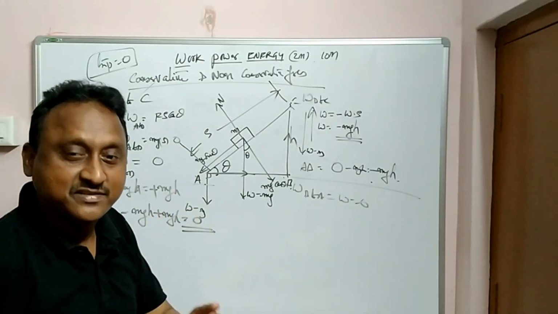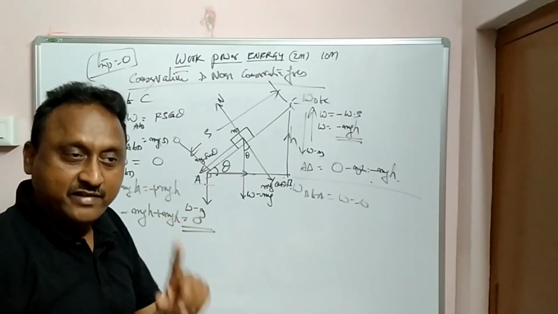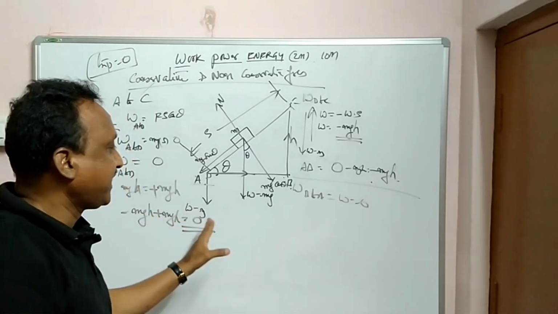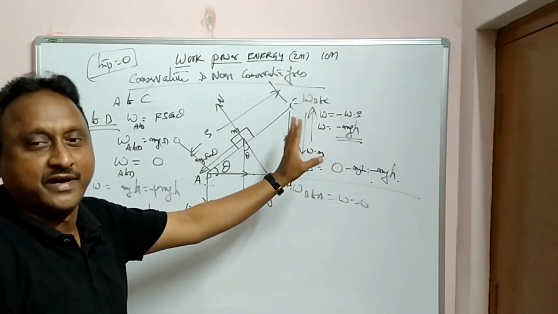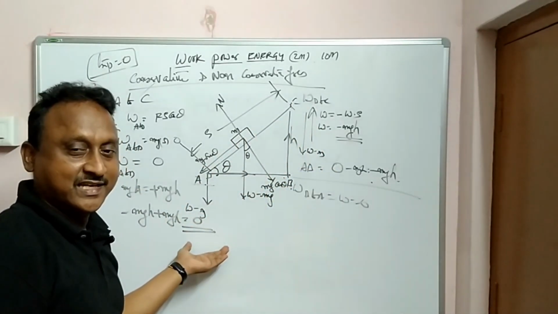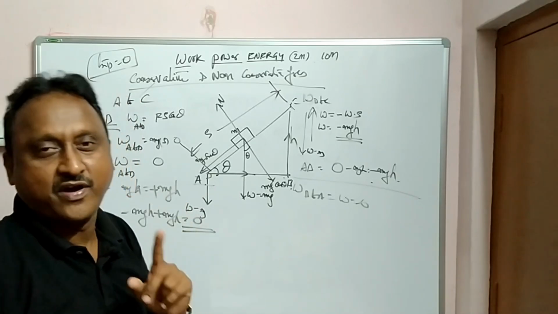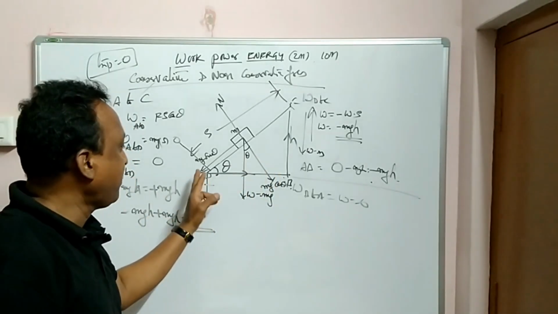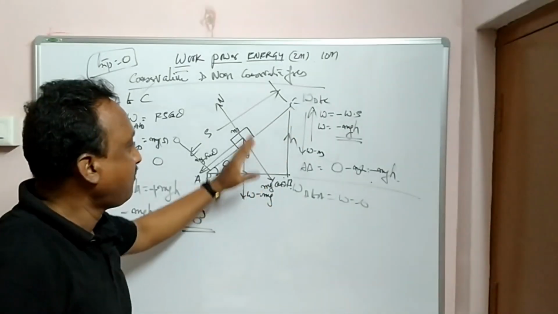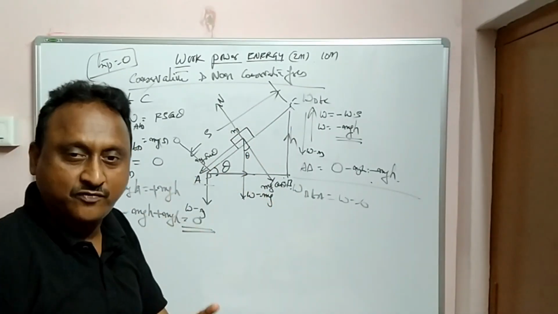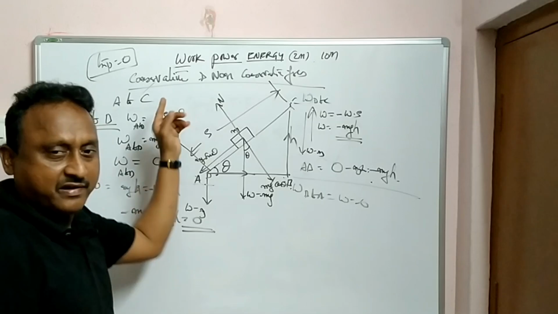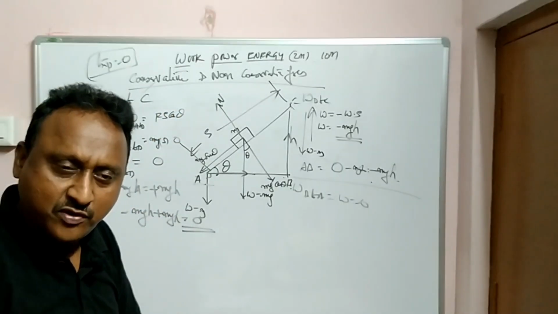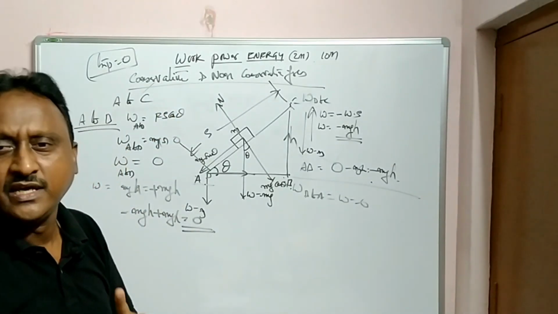Which one is it? Gravitational force. So since gravitational force is conservative, what happened to us? In the total trip, what is the total work done? 0. It depends upon initial and final point, not on the path. So that type of force is called a conservative force. I have given the examples also: gravitational force, spring force, and also electrostatic force.